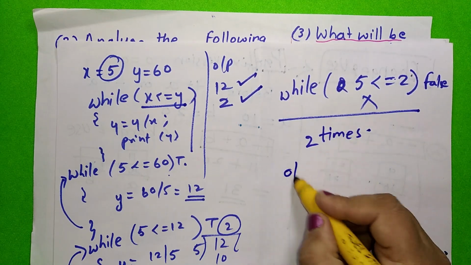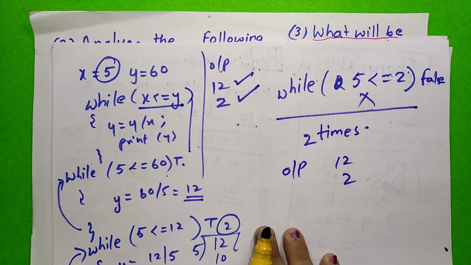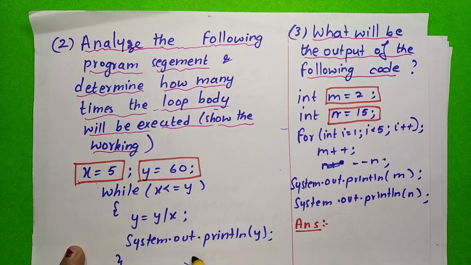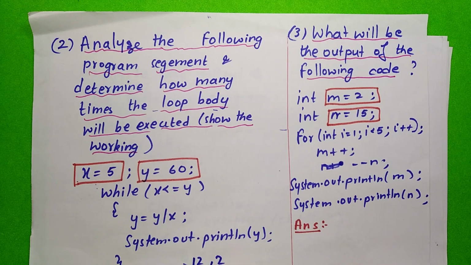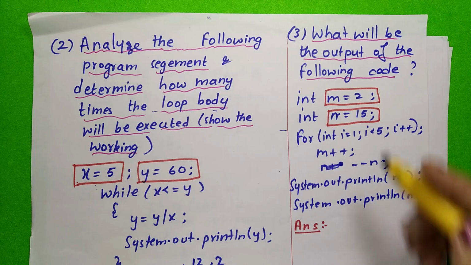And what is the output that you have got? You got 12 and 2. Okay. So hope you understood this question. So here the output will be 12 and 2. And how many times has the loop run? It has run 2 times. Okay. Now let us look at the third question.